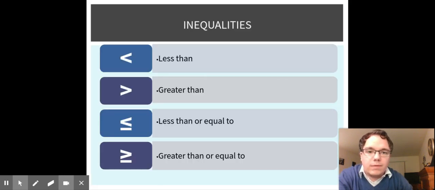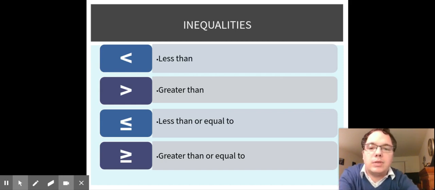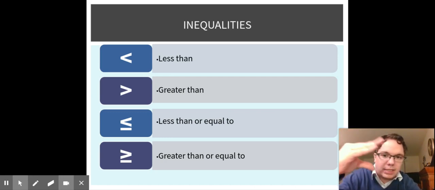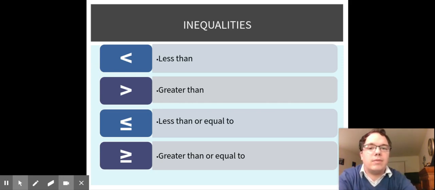So first thing, an inequality, what is it? Well, if an equation uses an equal sign, an inequality uses one of these four symbols. So we have less than, greater than, less than or equal to, or greater than or equal to. The easiest way for me to remember the difference between less than and greater than is that the less than kind of looks like the L for less than got squished and turned on its side. So L, less than.